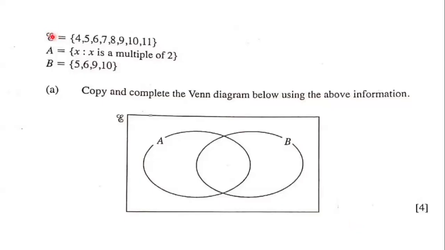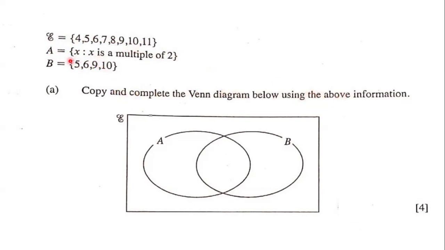The universal set consists of the following elements: 4, 5, 6, 7, 8, 9, 10, and 11. The set A is defined in the following way: X such that X is a multiple of 2. And set B contains the elements 5, 6, 9, and 10. Copy and complete the Venn diagram below using the above information.